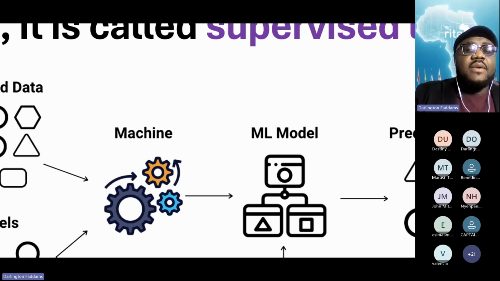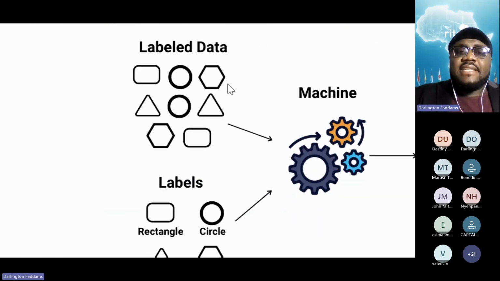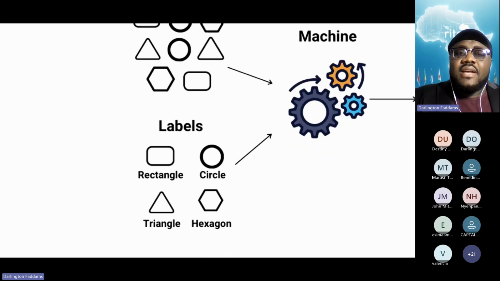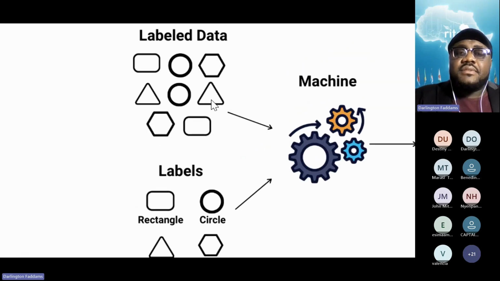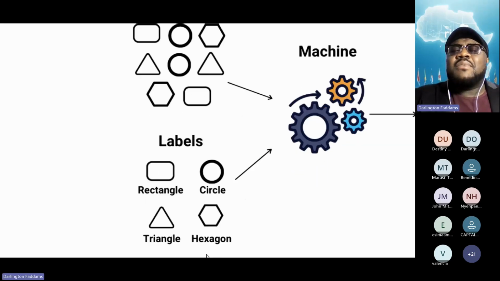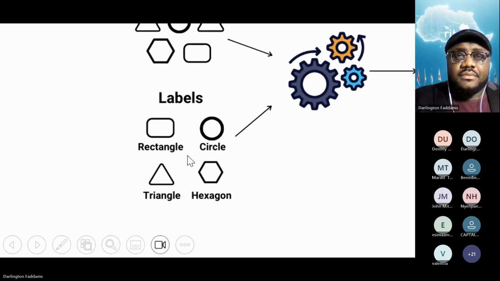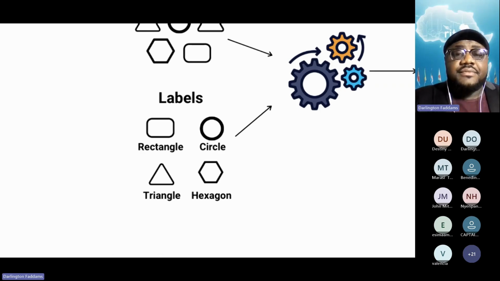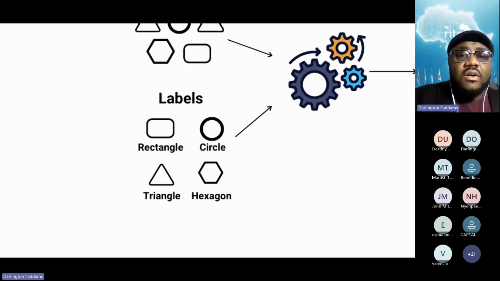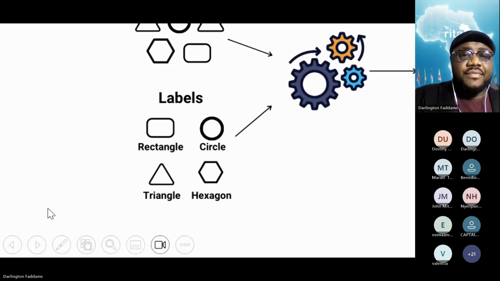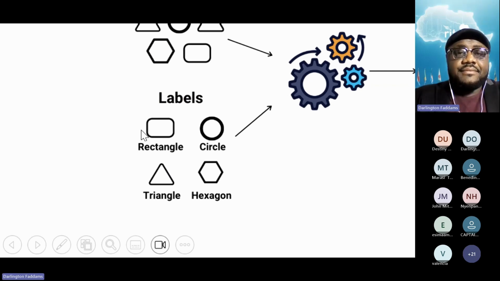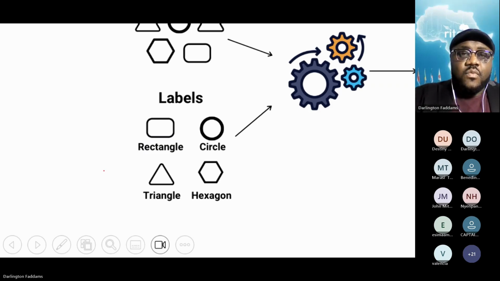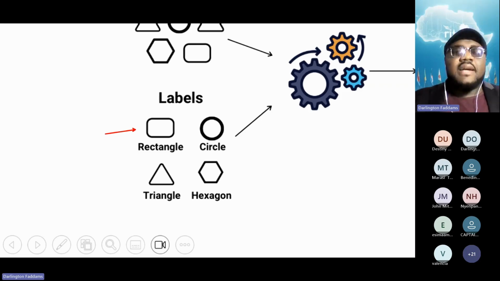Over here, you can see that we have a diagram, and this is the data set, and it is labeled. The data is made up of shapes. You are not telling the model to know what they are. You are telling the model, I'm going to tell you. This shape, what is it called? It's called rectangle.